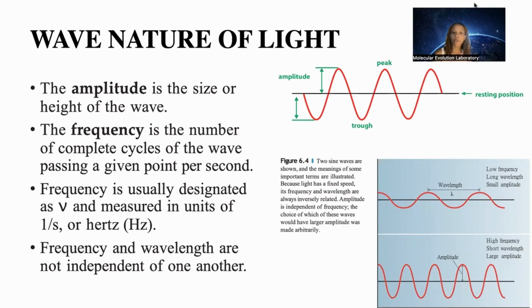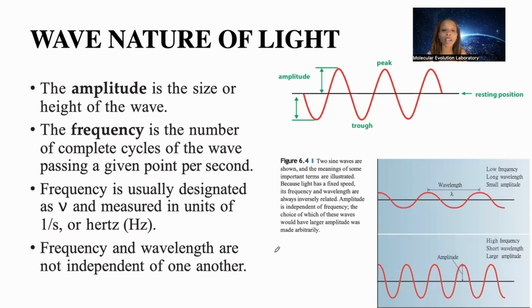As we said before, the amplitude is the size or height of the wave. The frequency is the number of complete cycles of the wave passing at a given point per second. Frequency is designated nu, which is Greek. We'll use this interchangeably with f. Frequency is measured in hertz.